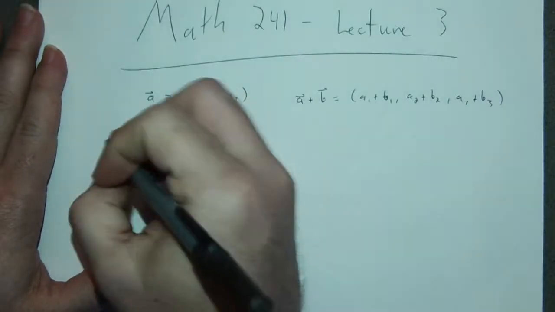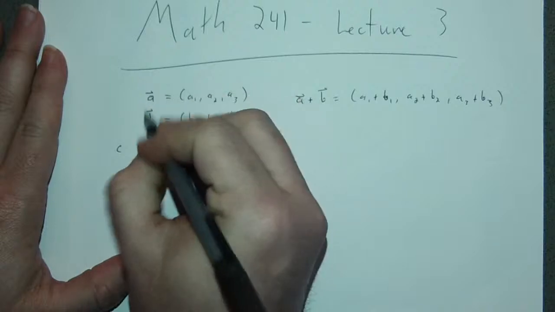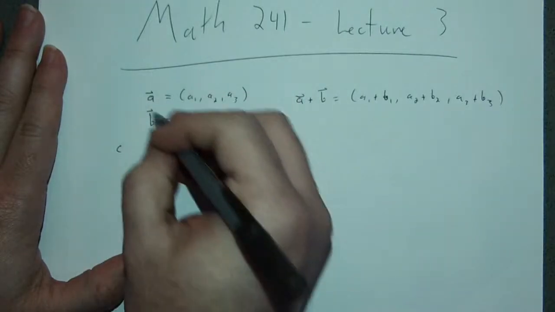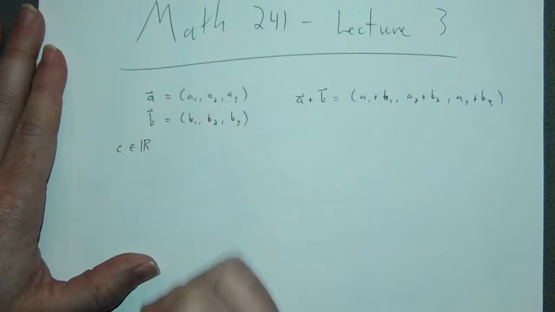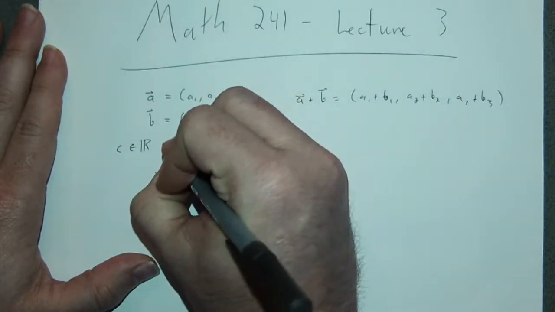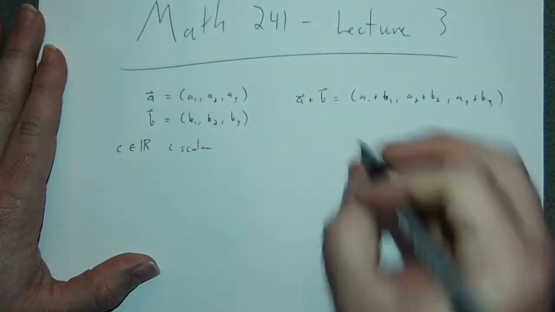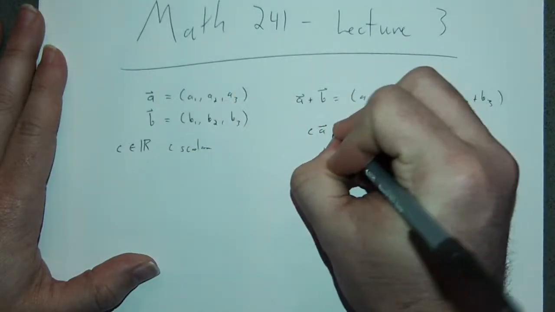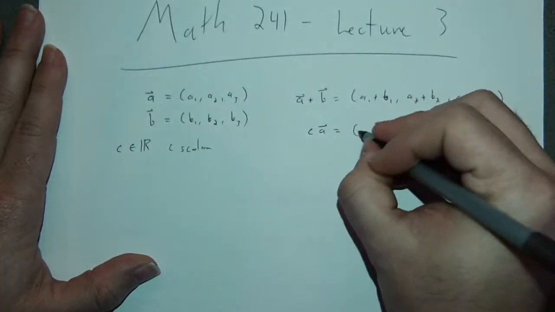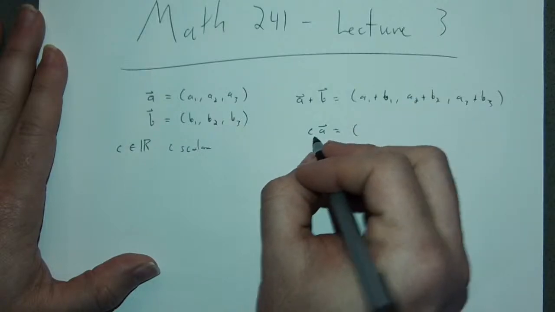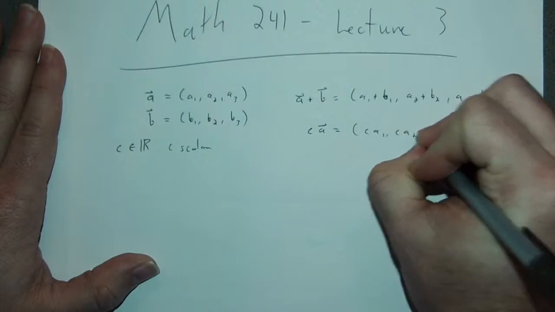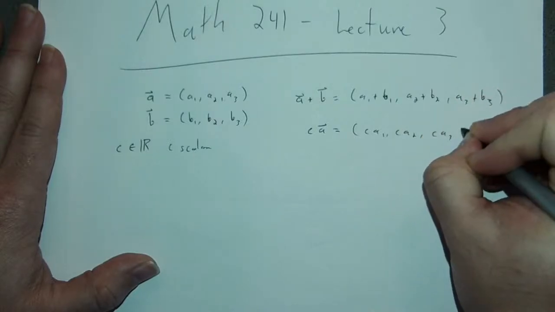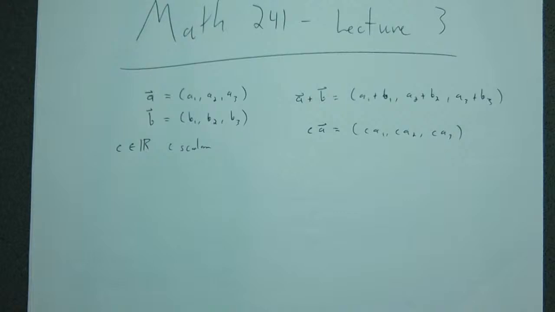So if C is a scalar, actually since I've done A, B, and C, I'll still leave this as C. So if C is just some real number, so C is a scalar, then of course scalar multiplying a vector is just multiplying by the real number C in each slot. So CA1, CA2, CA3. As we saw, this actually scales the length of the vector.